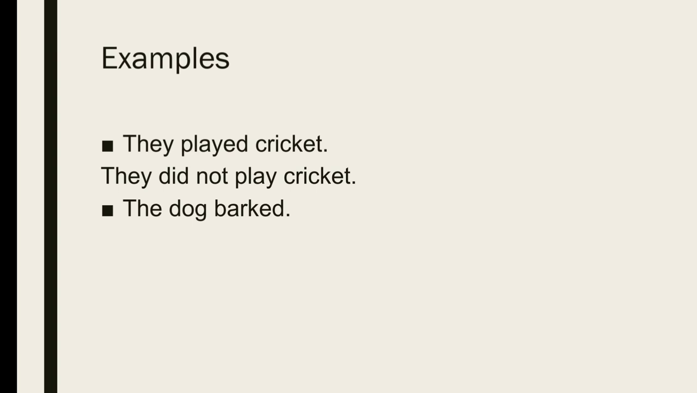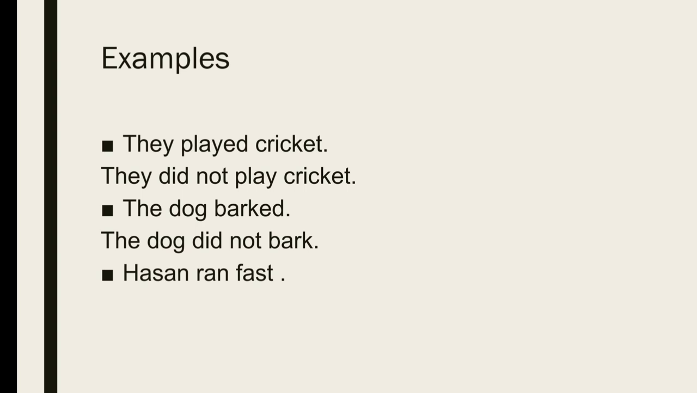The dog barked. Barked, it means it is the second form of verb, it is simple past tense. To make it negative, we will use did not, and with did not, we will use the first form of verb because did is already the second form of verb of do. The dog did not bark. Hassan ran fast. Ran, second form. So Hassan did not run fast. I hope it is clear to you.